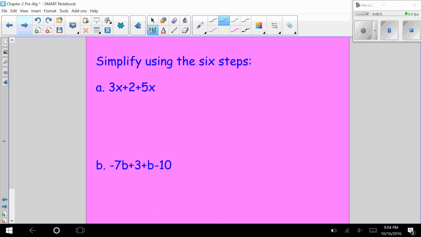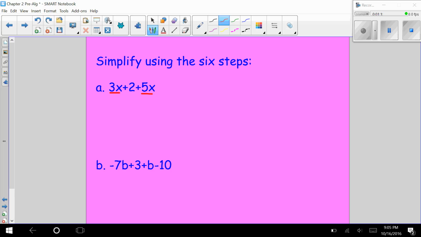Let's simplify using the 6 steps. Step 1, rewrite as a sum. Already done, it is a sum. Step 2 is use the distributive property. Well, if there are no parentheses, there is no need to distribute anything. We're all the way down to step 3. We want to first identify our like terms. 3x and 5x are like terms.